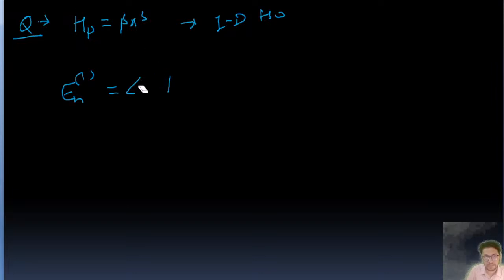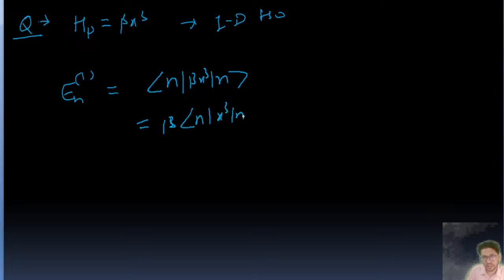So this is very simple, right? By the trick we can easily solve it, so we don't have to do calculations. This is the expectation value of beta x cube. Beta we take common, and this is going to be the expectation value of x cube, which we know is 0 for any power of n for the simple harmonic oscillator. So this is going to be 0. Directly we can find it.